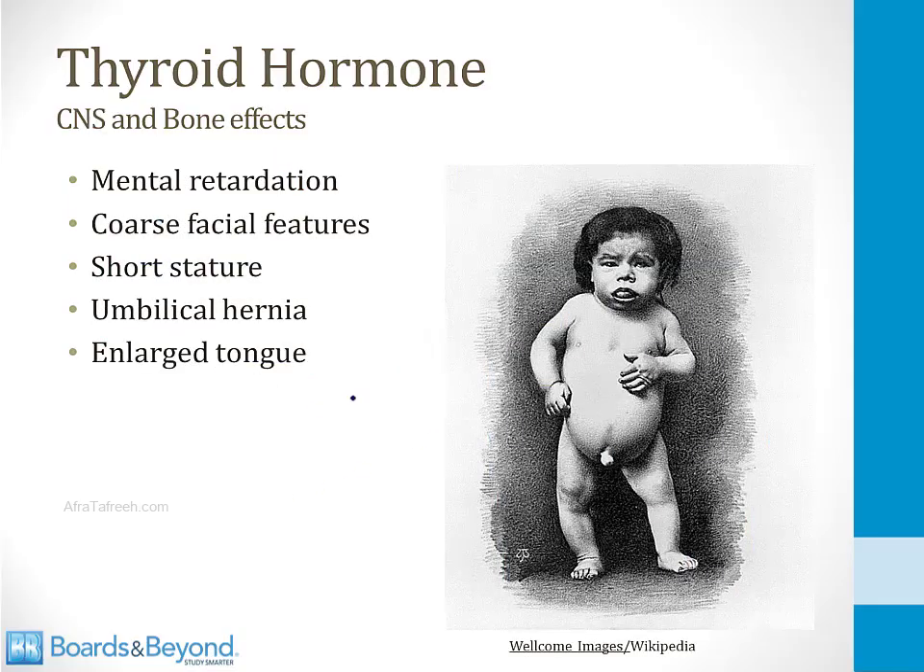This is a picture of what a child with cretinism looks like. They have mental retardation, as we have been discussing. They have coarse facial features like the child in the drawing, and also short stature. And then two classic findings are presence of an umbilical hernia, as is shown here, and presence of an enlarged tongue, as is also shown in the drawing.